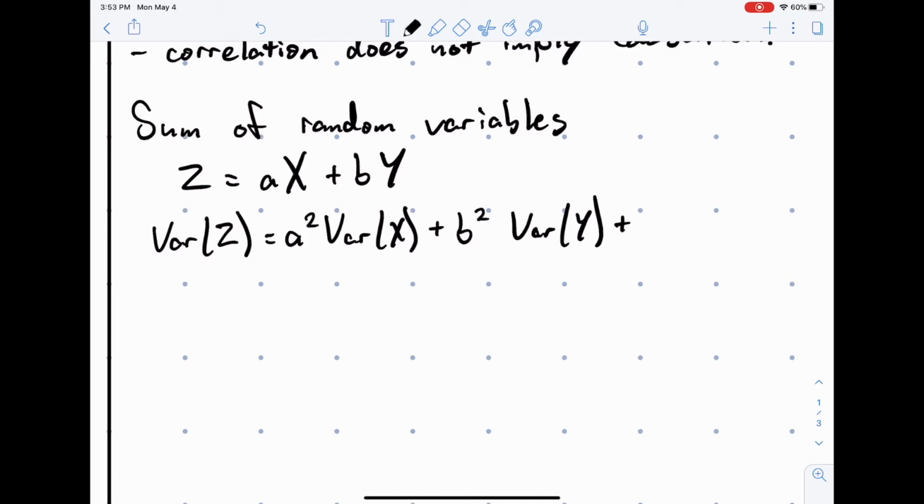This is true if and only if x and y are uncorrelated. Otherwise there will be a covariance term here. The covariance term is 2 times ab times the covariance of x and y. So this is the actual formula that always holds, regardless of the covariance between x and y.